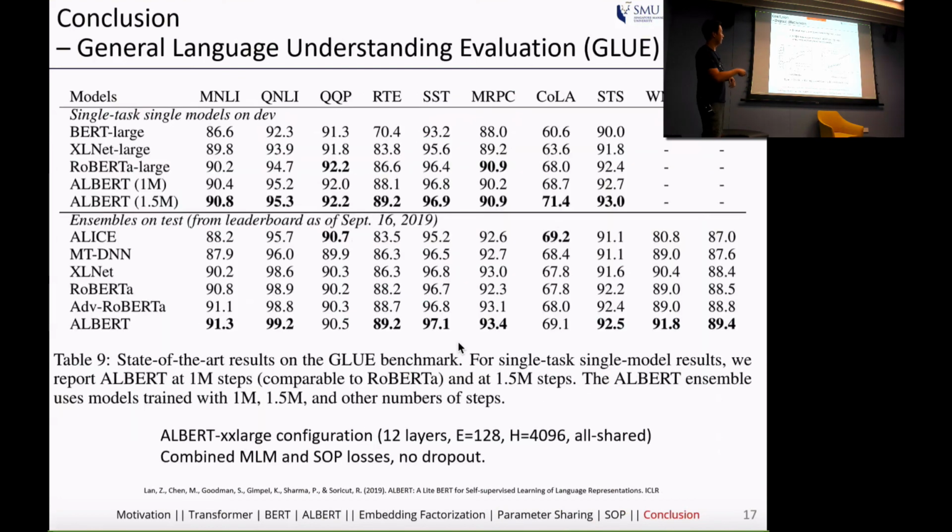So after they did this experiment, they ran one last time on the GLUE benchmark, which is the same thing that BERT was using as a comparison. And yeah, they achieved good results with the combined masked language model and sentence order prediction task, and no dropout. Yeah, so that's the results here.